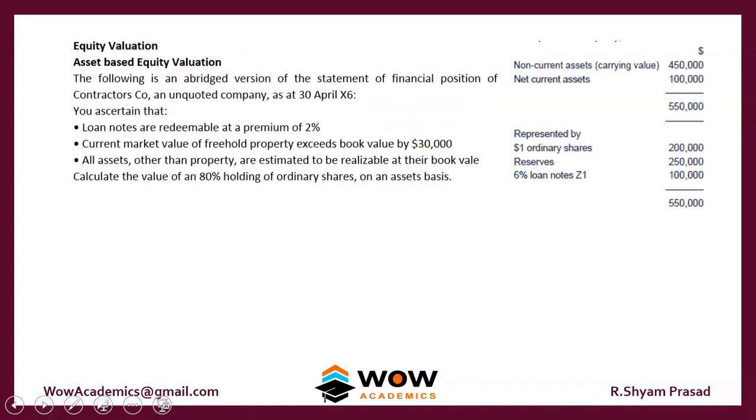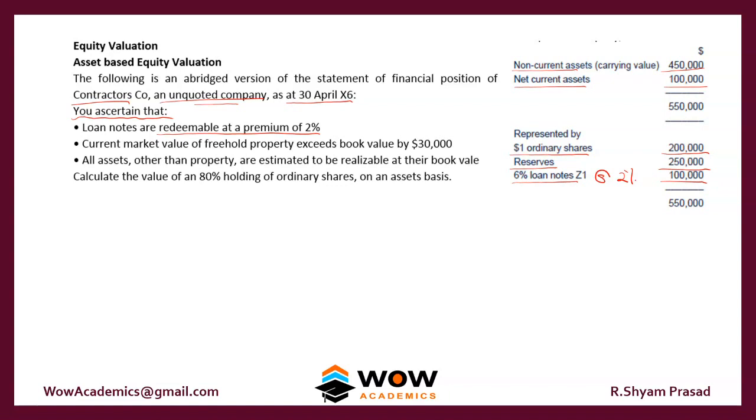So we will start from this problem. The following is an abridged version of the statement of financial position of Contractor Scope, an unquoted company, so this company is not trading in the market, as at 30th April 2006. The non-current asset, at book value, is 4,50,000. Net current assets is 1 lakh, and the company has $1 ordinary shares worth 2 lakh. Reserves are 2 lakh 50 and loan notes are 1 lakh. These are the balance sheet items, and they also tell you the loan notes are redeemable at a 2% premium.